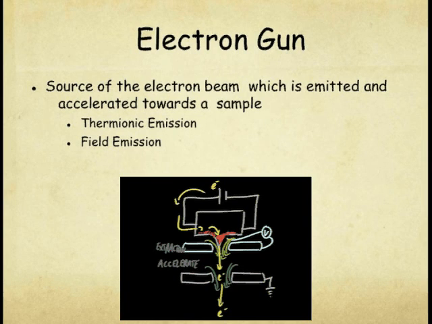The accelerating voltages used to accelerate electrons down the column typically range from 1 kilovolt up to 30 kilovolts. That's 30,000 volts.